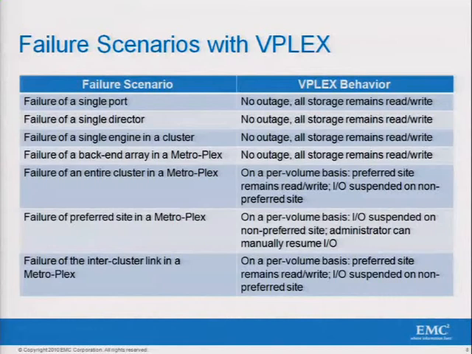If you have multiple engines in a cluster, you could lose an entire engine. Remember, all ports are active. This is a fully active scale-out kind of architecture. You could lose an individual director, an entire engine, or multiple engines. As long as at least one engine or one director is still accessible, you still have connectivity. The only time we talk about preferred site, non-preferred site is when you have an entire cluster failure or when you have a cluster partition.